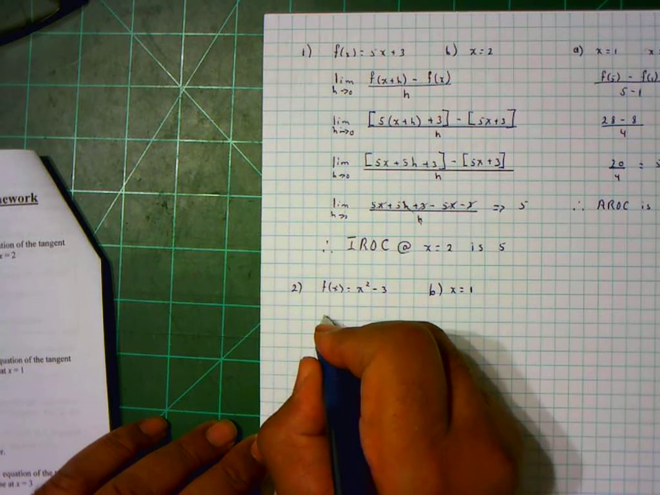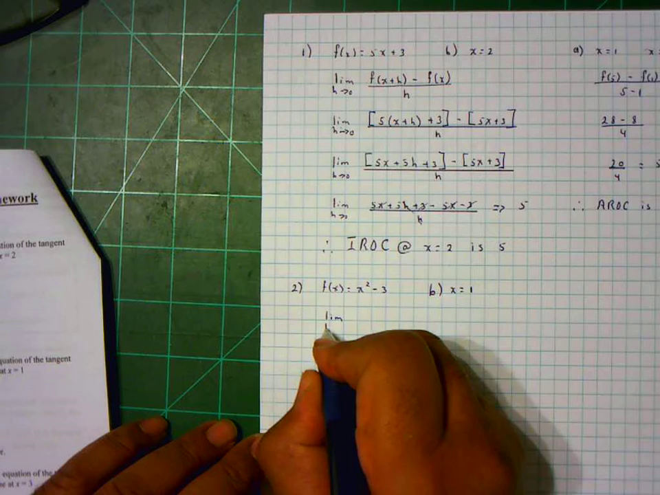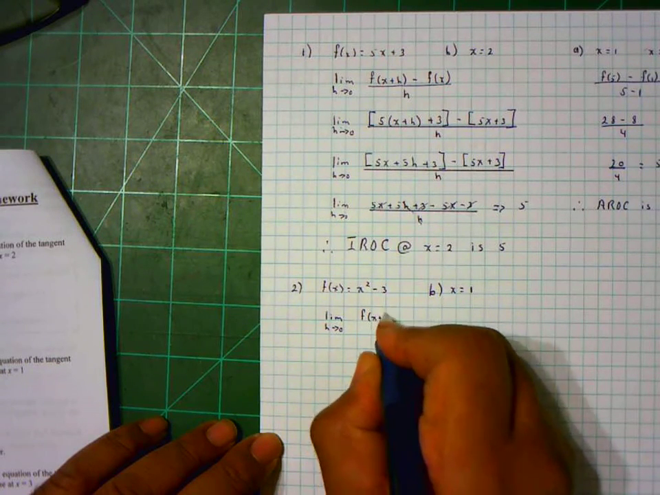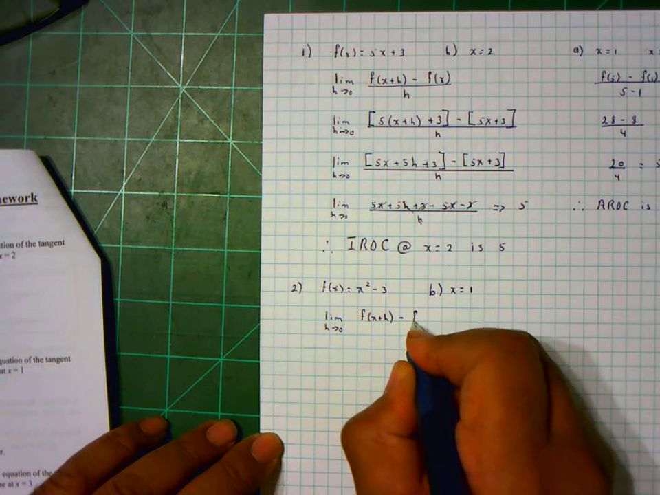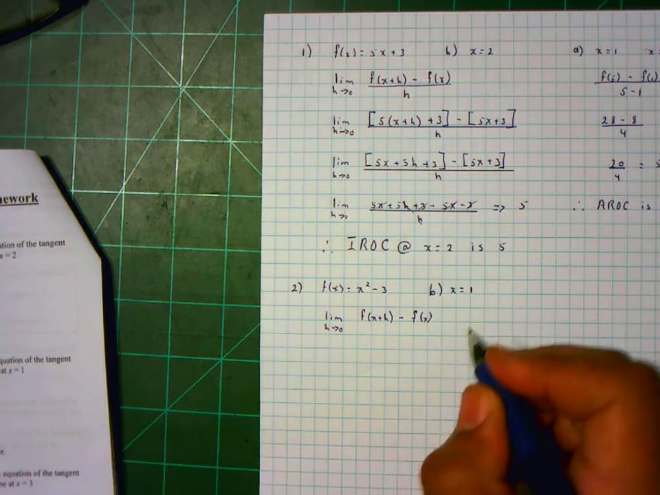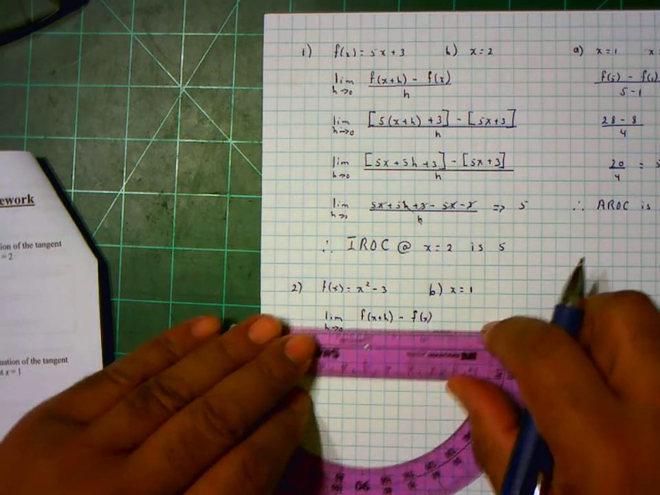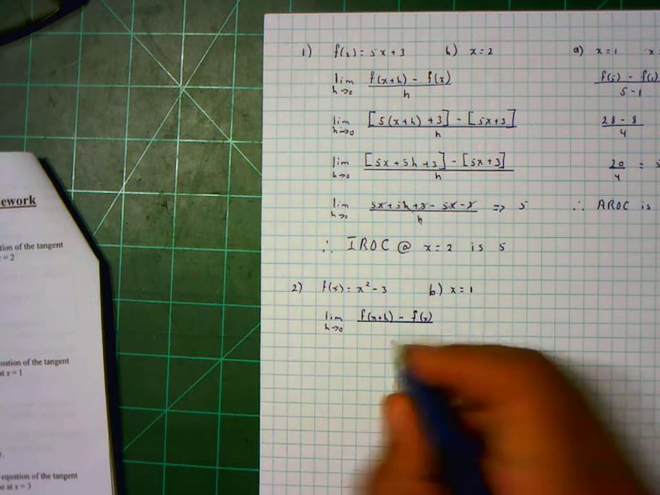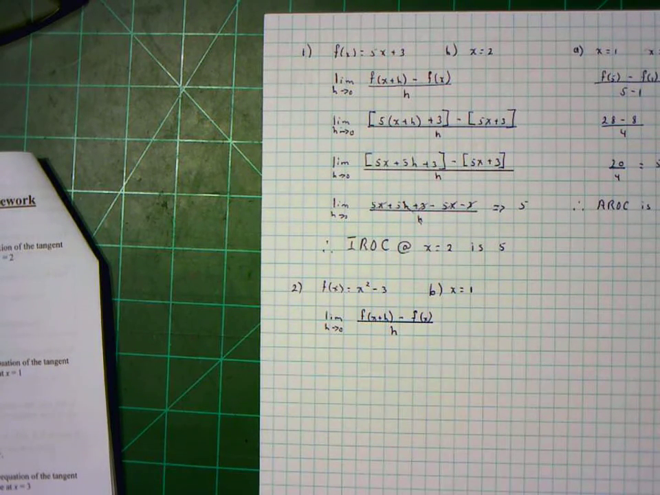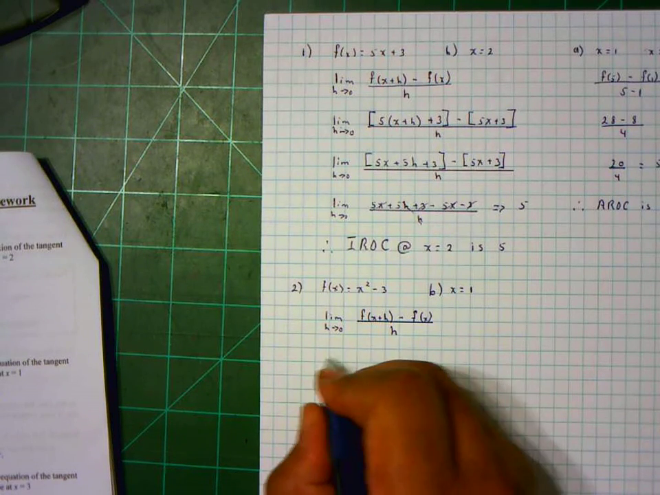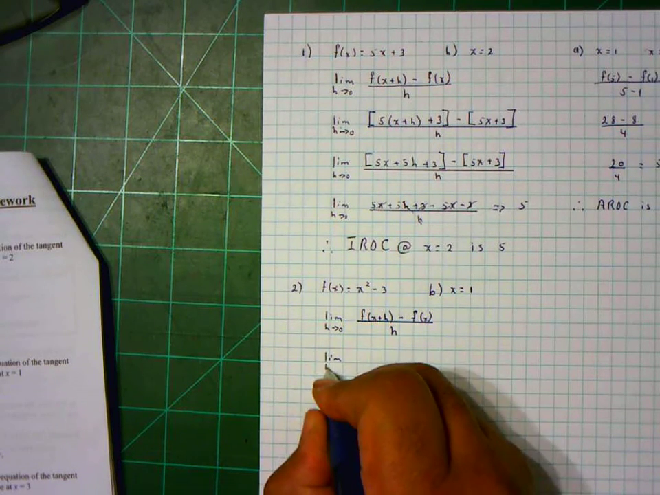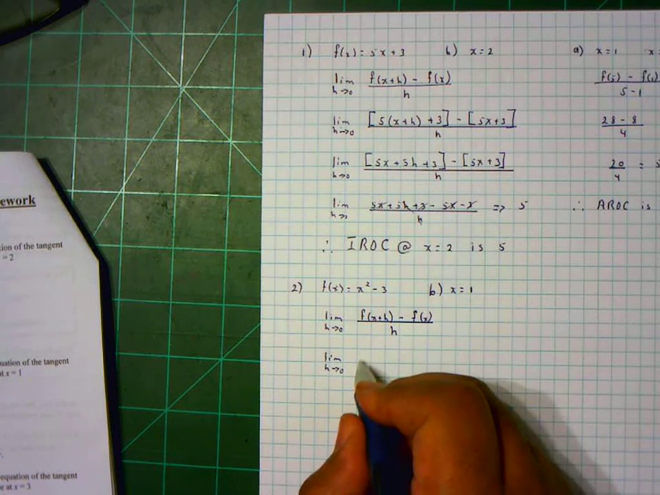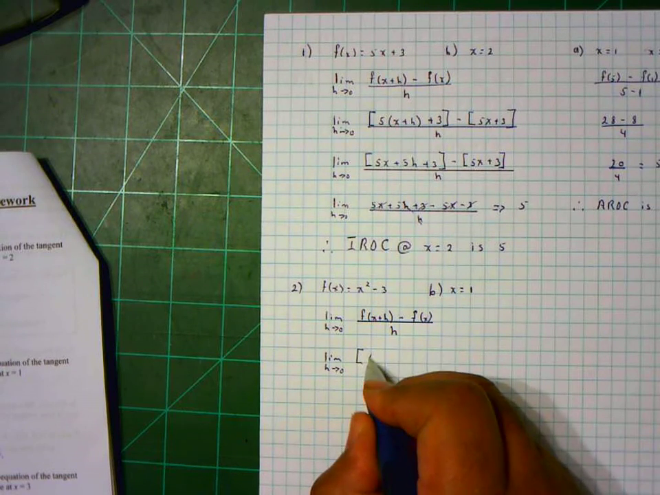So we're going to start the same way. The limit as h goes to 0 of f of x plus h minus f of x, all divided by h. Okay, so let's plug in the values there. Now once again, wherever we had an x in the original function, we're going to replace that with x plus h.